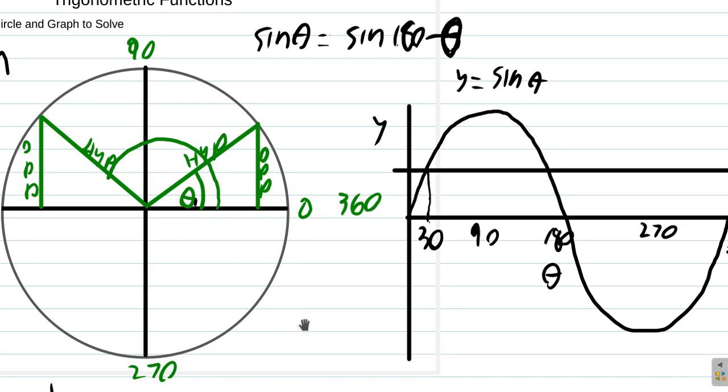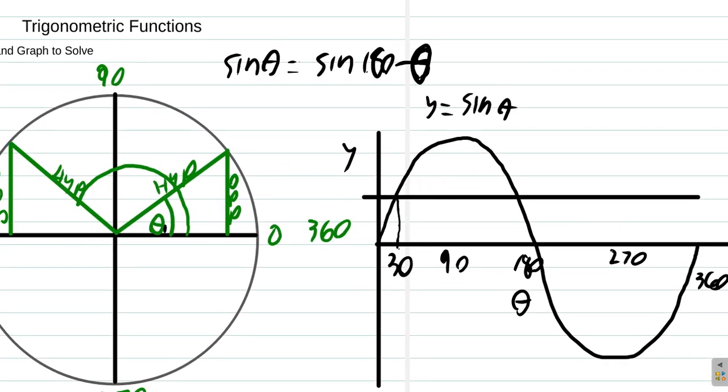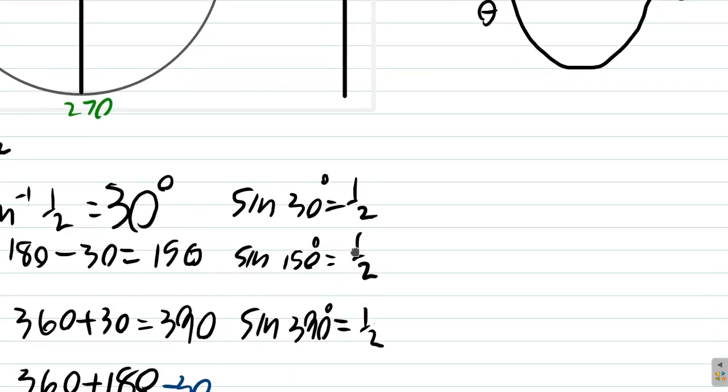Now, here, this is 150. About here, about there now. If you project upwards to the curve, then go to the left, you get the same half. See that? What about the 390?